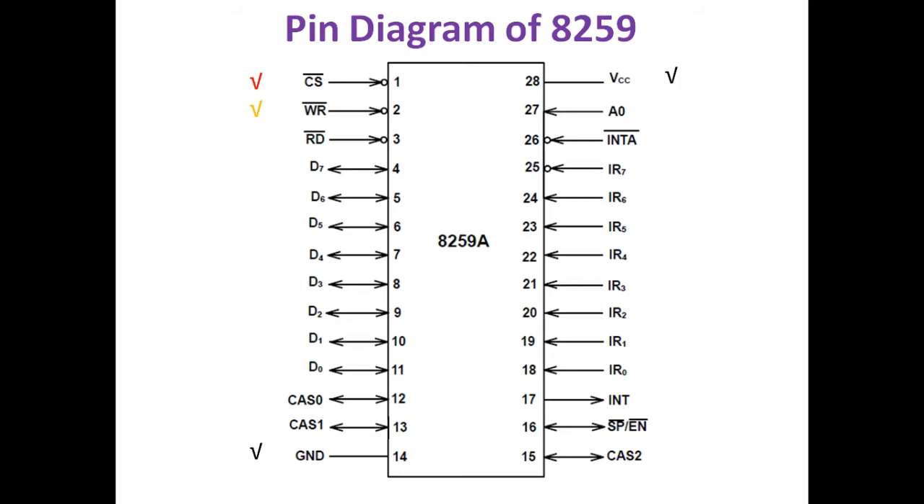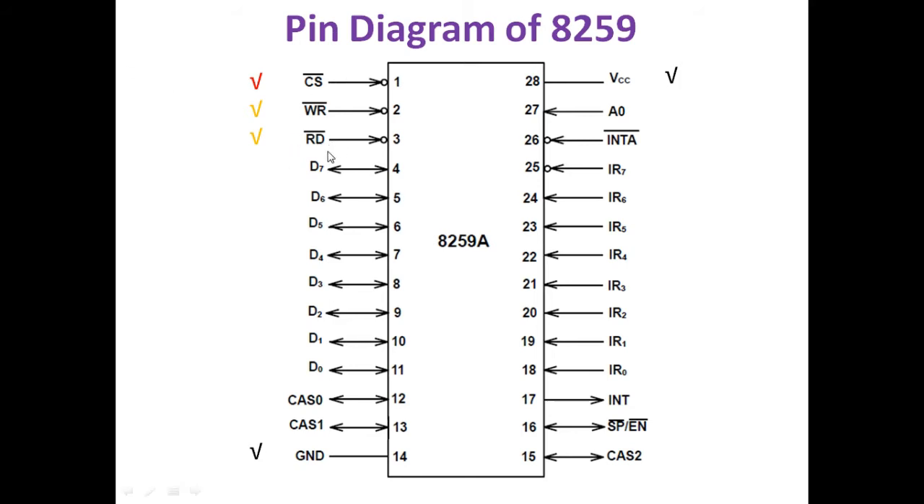Okay, next pin is RD bar pin. So here RD bar stands for read bar. So this is also active low pin and it is also input pin. So whenever the 8085 microprocessor or any other microprocessor wants to read the interrupt service routine address, vector address, or in case whenever the processor wants to read the interrupt status, interrupt mask status, interrupt request status, or interrupt service status, then the processor activates the RD bar signal.